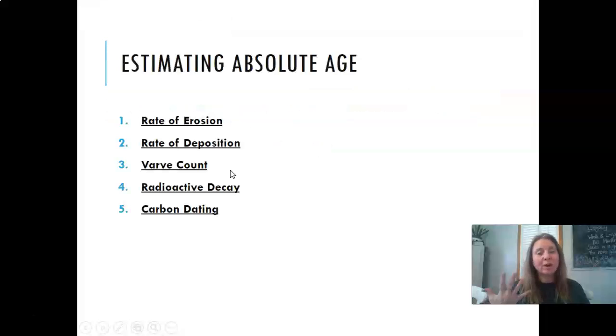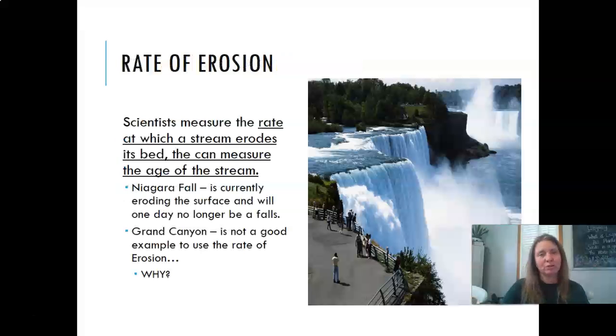There are 5 different ways we can use to help identify absolute age, and that is the rate of erosion, the rate of deposition, varve counting, radioactive decay, and carbon dating. These last 2 are the ones we're going to spend the most time talking about and moving through, and learning how these can be very helpful for geologists and scientists to answer absolute age questions. The first one is rate of erosion, though.